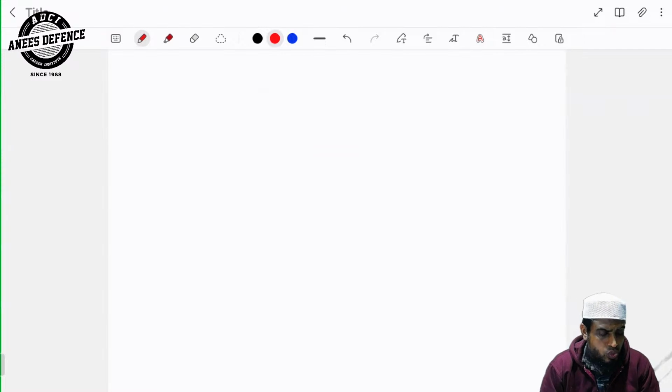Next question. Two vertical poles cast shadows of length 12 meter and 40 meter on a road. If the length of the first pole is 48 meter, then find the length of the second pole.